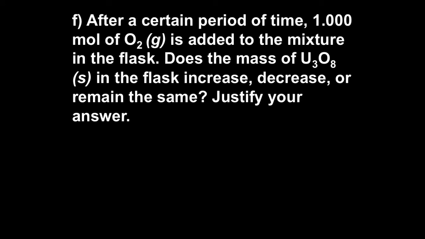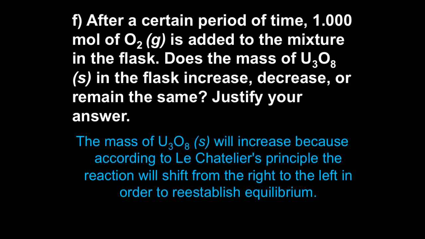Question F. After a certain period of time, 1.0 mole of O2 gas is added to the mixture in the flask. Does the mass of U3O8 in the flask increase, decrease, or remain the same? Justify your answer. So the mass of U3O8 solid will increase because, according to Le Chatelier's principle, the reaction will shift from the right to the left in order to re-establish the equilibrium. So remember your Le Chatelier's principle. If something's added to the reactant side, the reaction is going to proceed to the right side, which is the product.